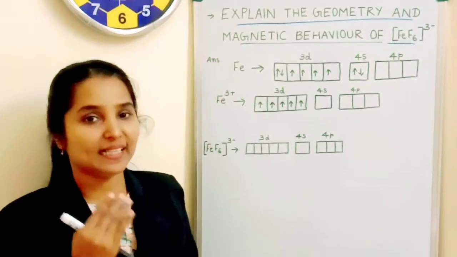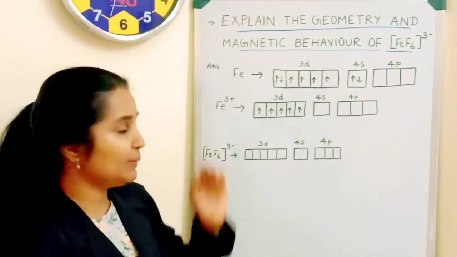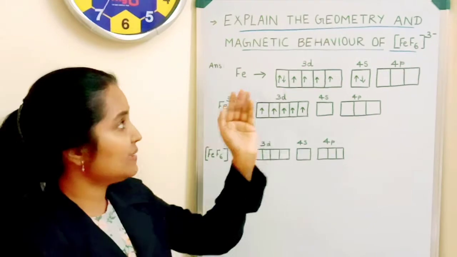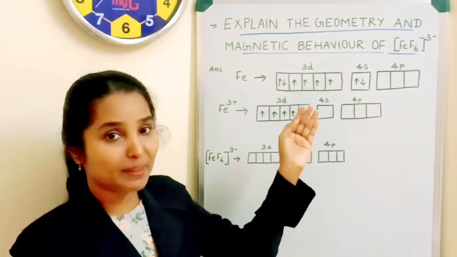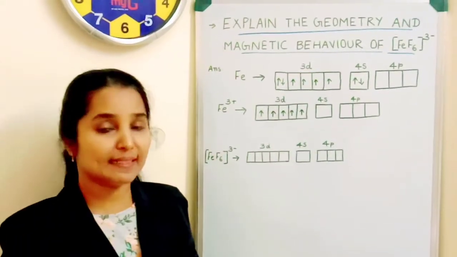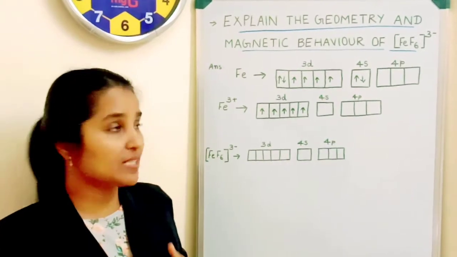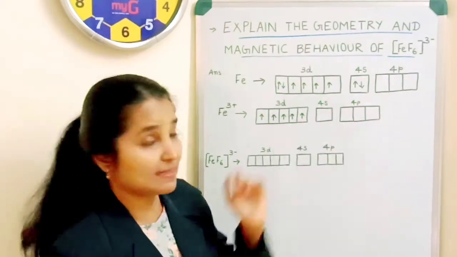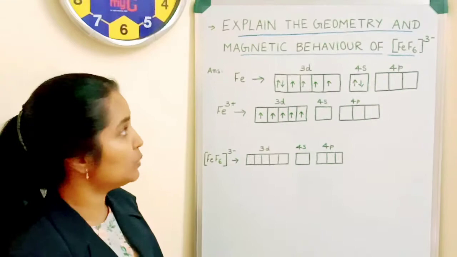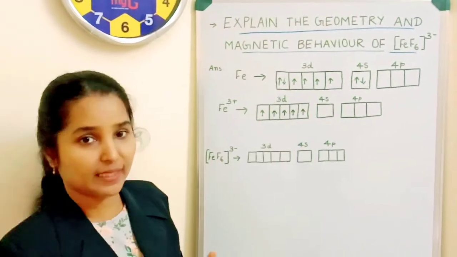One more frequently asked question from the portion VBT. Explain the geometry and magnetic behavior of FeF6 3-. So the given coordination compound is FeF6 3-. We have to find out its geometry and its magnetic behavior.